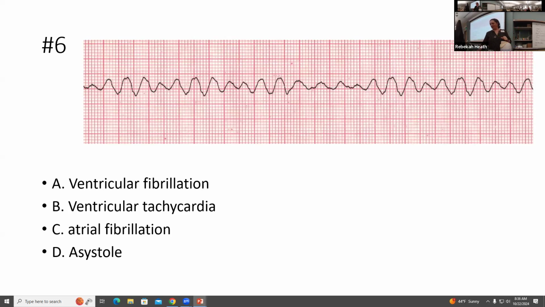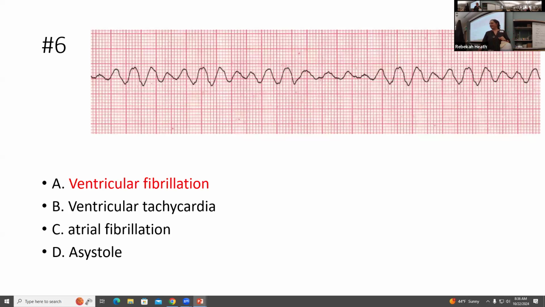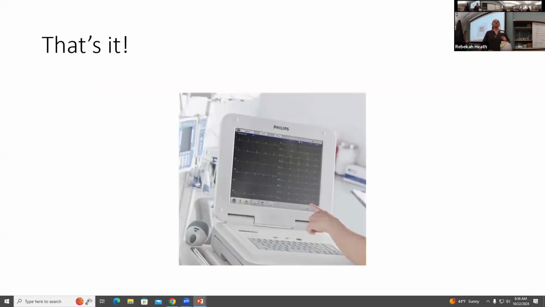Ventricular fibrillation. Yeah. Nice job. Okay, that was it. That was just our little EKG review. We didn't get really close in on EKG last week, and I wanted to make sure we're on the same page.